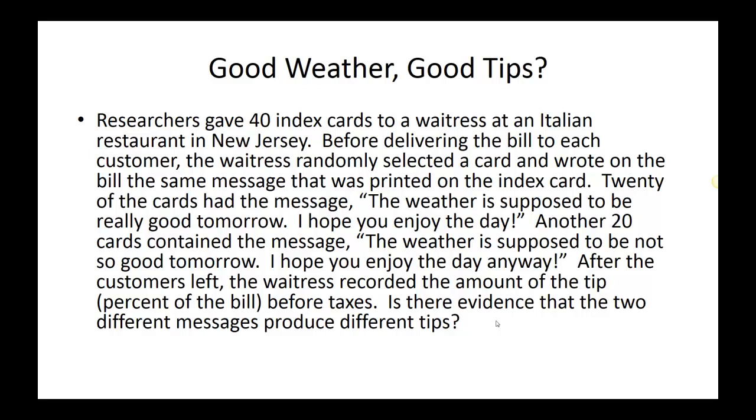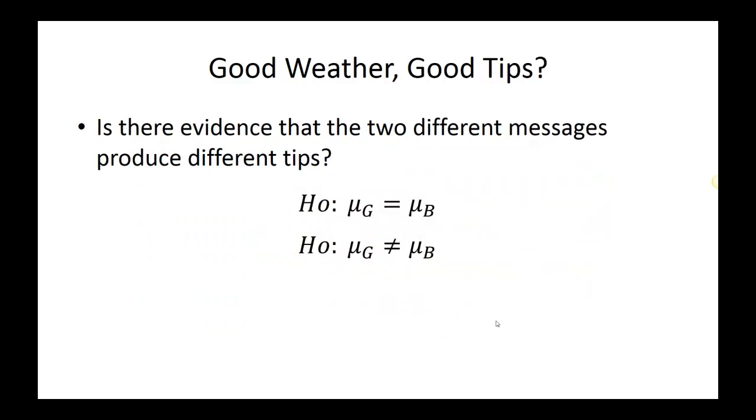After the customers left, the waitress recorded the amount of the tip as a percent of the bill before taxes. Is there evidence that the two different messages produced different tips? So this is a case where we have two independent groups that we're comparing. We have the group that received the good weather message, and we have the group that received the bad weather message. And it wasn't the same customers. There were different customers in both of the groups, so the two groups were independent from each other. Knowing who received the good weather message does not tell you anything about who received the bad weather message.